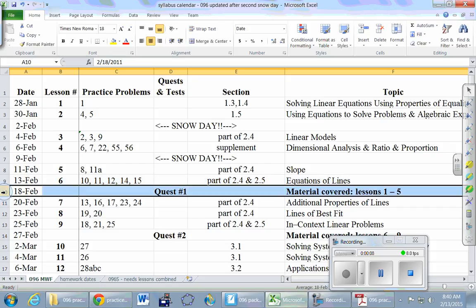Next class is going to be our very first quest. So a couple of things about that quest. Number one, our next class isn't until Wednesday because this coming Monday is President's Day. So there are no day classes meeting on Monday. We won't meet each other until Wednesday.